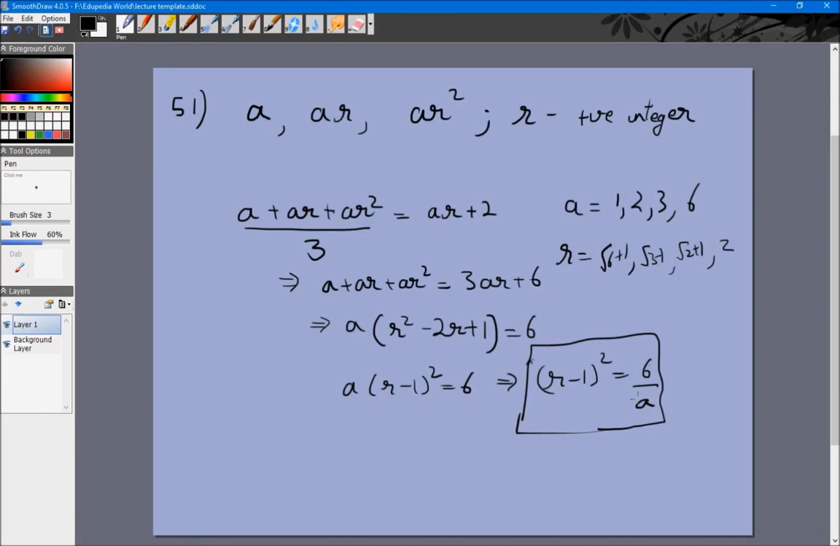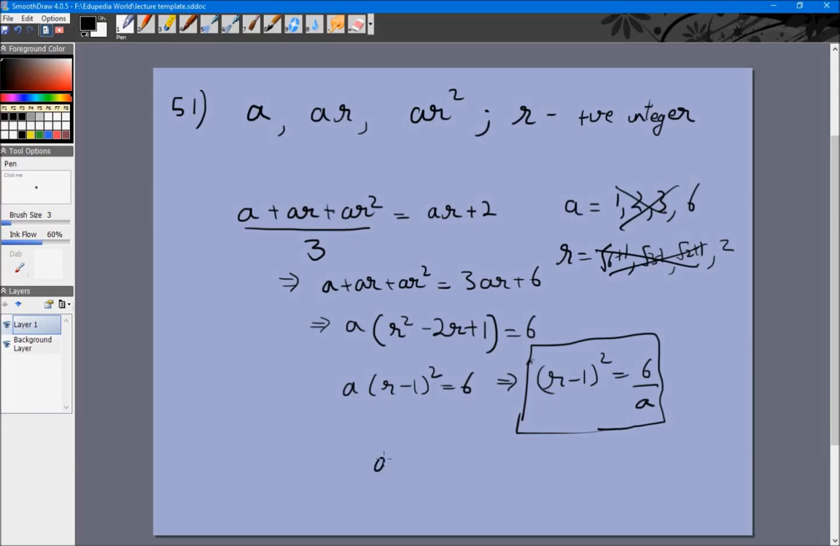Right. If A is equal to 6, this is 1. R minus 1 whole square is 1, which means R minus 1 is plus minus 1. The one solution gives 0, but it's a positive integer, so R is equal to 2. Of course, these three are not integers, so it cannot be, which means A is 6 and R is 2. That is the only possible option.